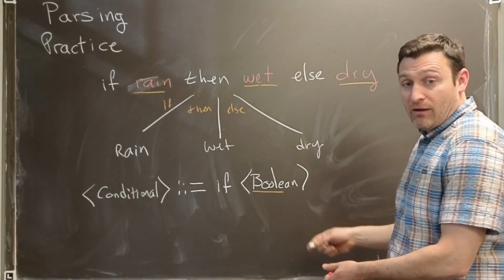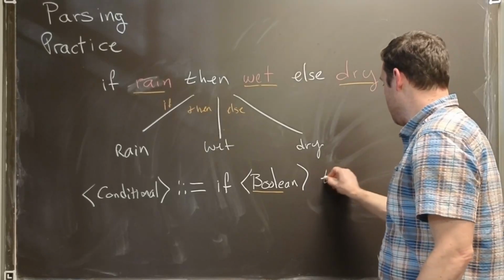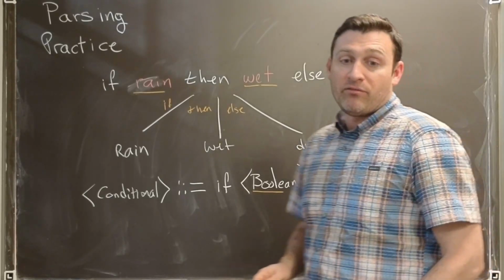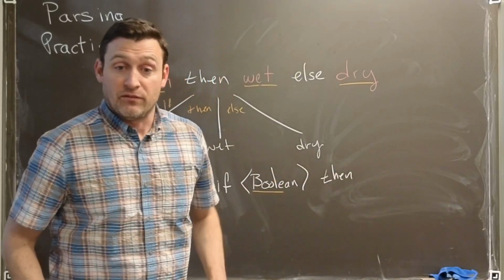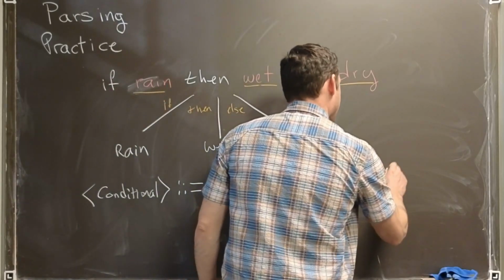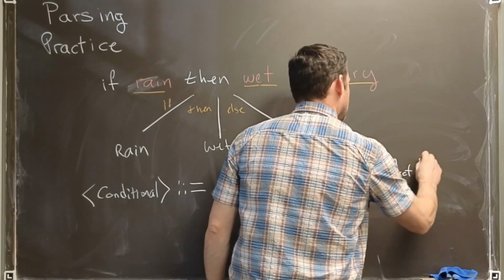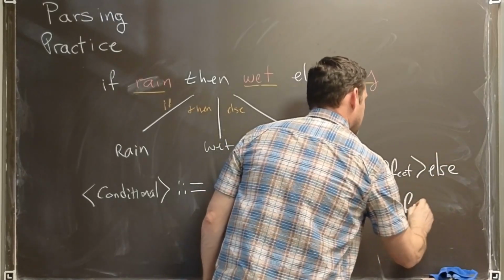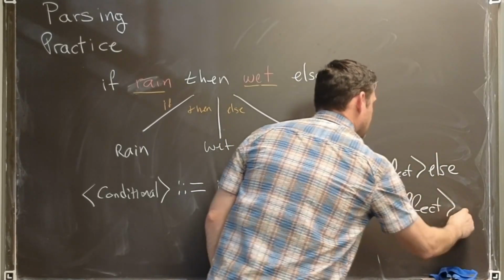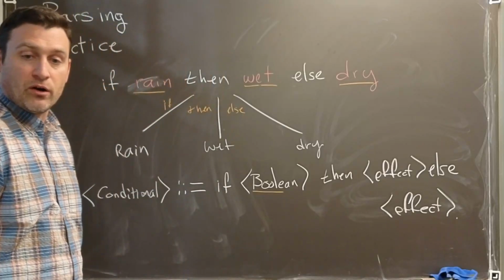Once we have that, we want to say what we want to do. Then we'll have the effects. We have one effect if it happened and another effect if it didn't. That's the structure of our conditional grammar.